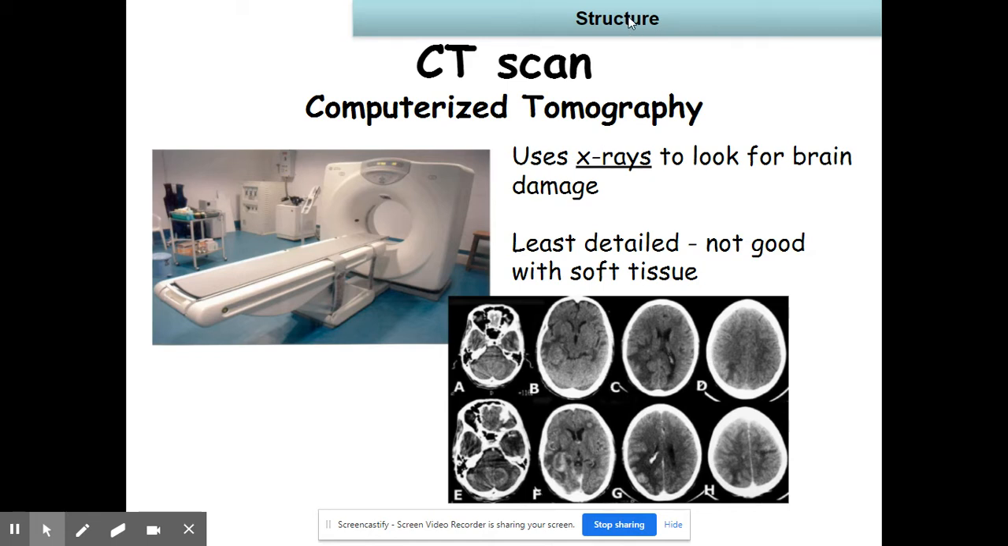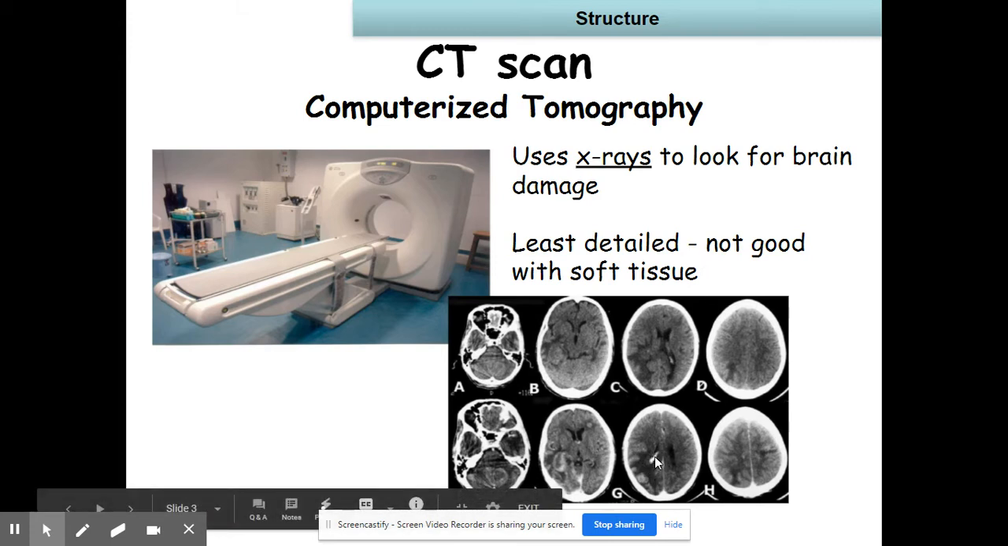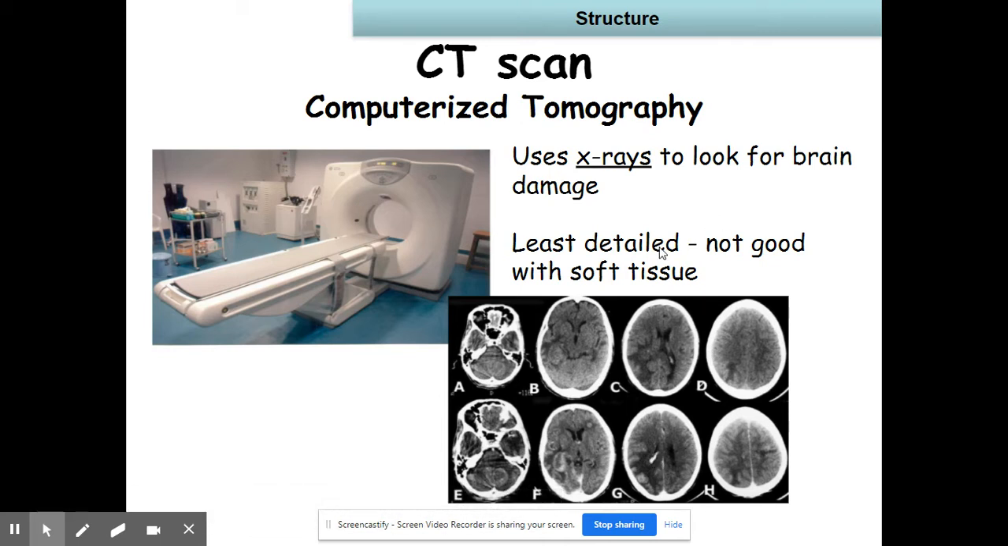The key words, so these look at the structure, okay, and the key word is X-rays, to look for brain damage, whatever it is. So for instance, right there, it looks like they may have some sort of lesion or tumor right there. These are not very detailed with the brain. They're better with bones because they are not good with soft tissue, such as what the brain is made up of or muscles, things like that. So CAT scan, least detailed, keyword is X-rays.